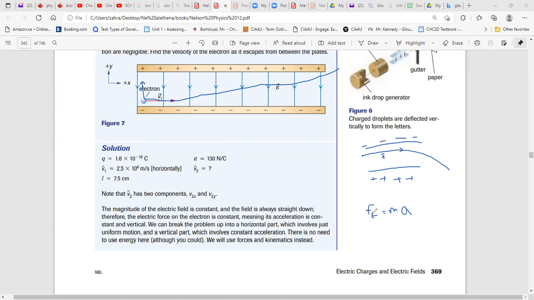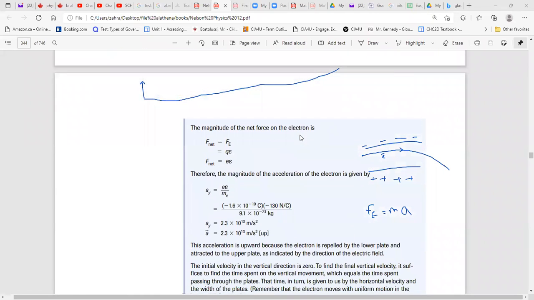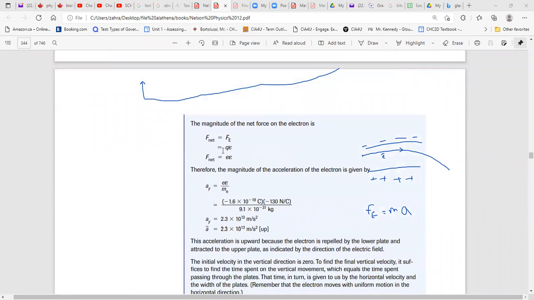So instead of F_E, we know the equation when you have two plates. The electric force is going to be Q multiplied by E, right? This is going to be Q multiplied by the electric field, equals ma. You can rearrange for acceleration. It's going to be EQ divided by the mass of the electron. You can find the acceleration. So this is the acceleration in the y direction.